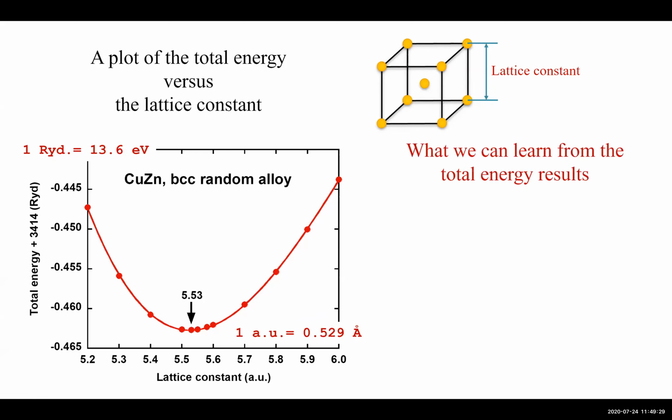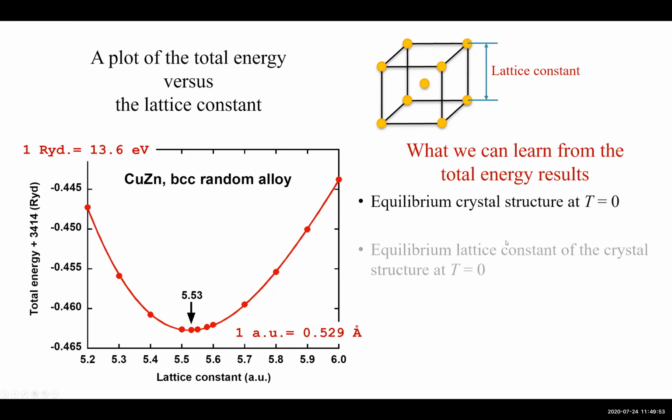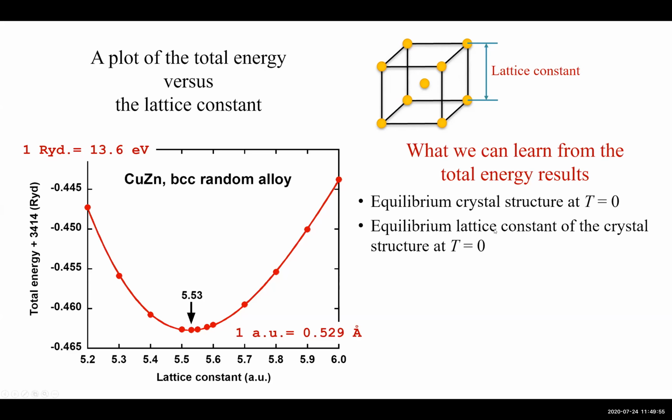So what do we learn from the total energy calculation for this random alloy? This is the output from the KKR-CPA. It tells you the equivalent crystal structure. You can run different crystal structures and get the total energy, and the one with the lowest energy is called the equilibrium crystal structure. In this case, BCC has the lowest total energy, and it also tells you the equivalent lattice constant. In this case, it's 5.53.